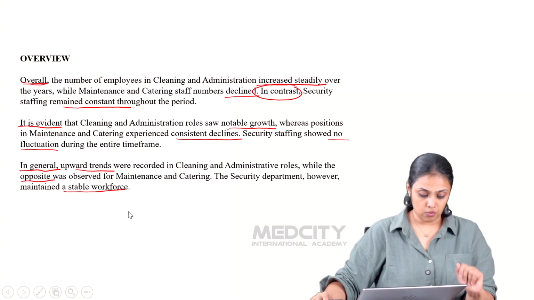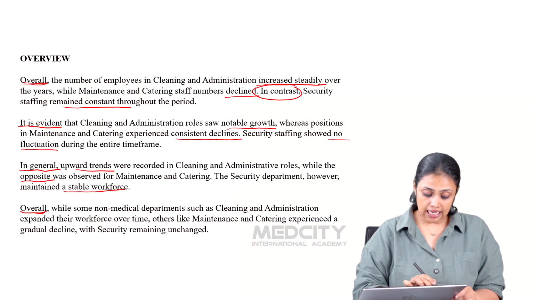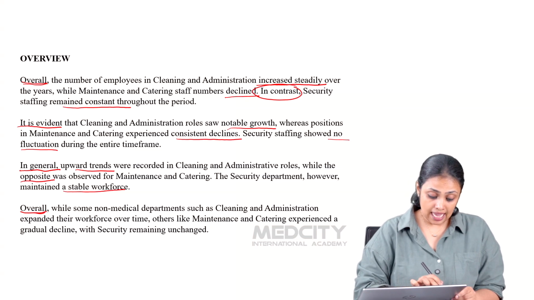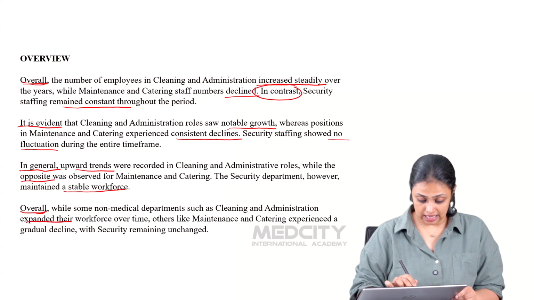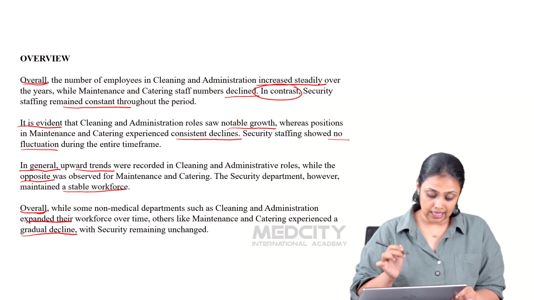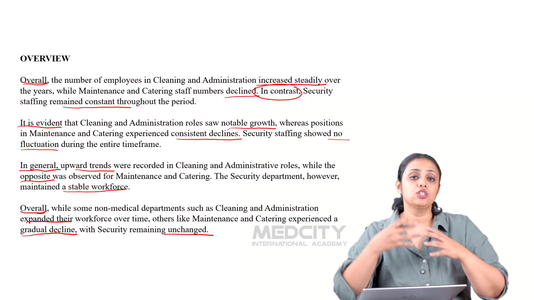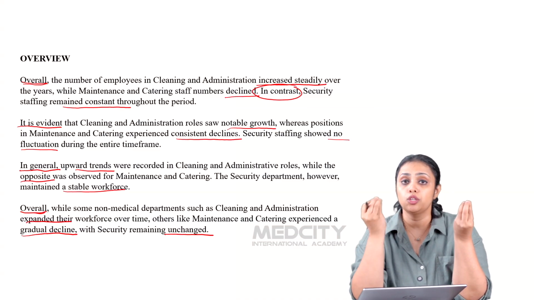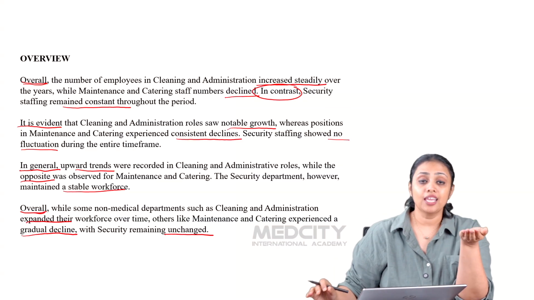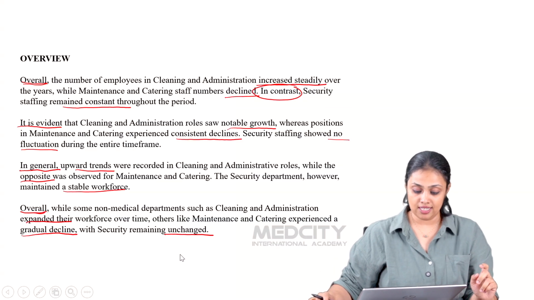Okay. Now let's see one more variation. Overall, instead of overall, you can also say in an overview. In an overview, while some non-medical departments such as cleaning and administration expanded their workforce over time, others like maintenance and catering experienced a gradual decline, with security remaining unchanged. Now I've given these different variations to understand what are the different kinds of words that you can bring up in the introduction or in the overview. Okay. Now again, here also your version of overview is most welcome. You can post it as comments.